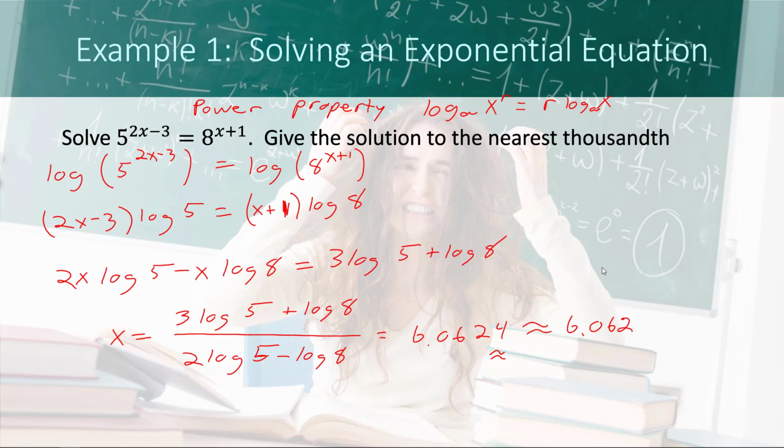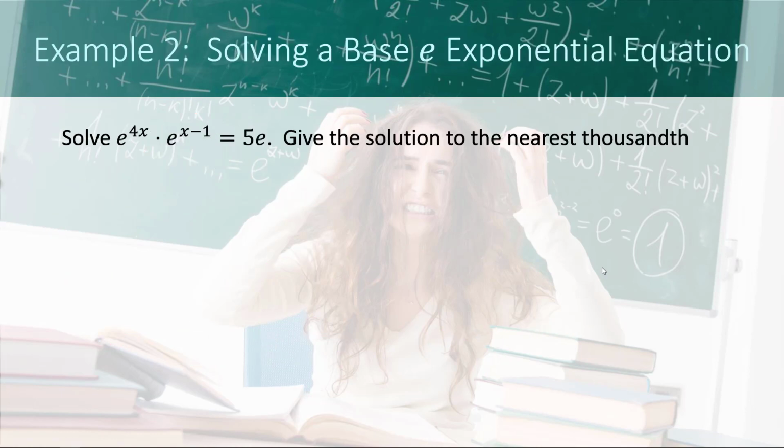Okay, so let's move on to our second one, which is e raised to the 4x power times e raised to the x minus 1 power is equal to 5 times e. Well, the very first thing that we can do is simplify this. Using the product rule of exponents, we can rewrite this as e to the 4x plus x minus 1, which of course will be e to the 5x minus 1, which will be equal to 5e.